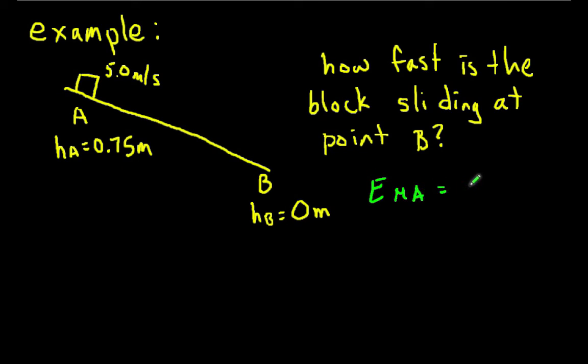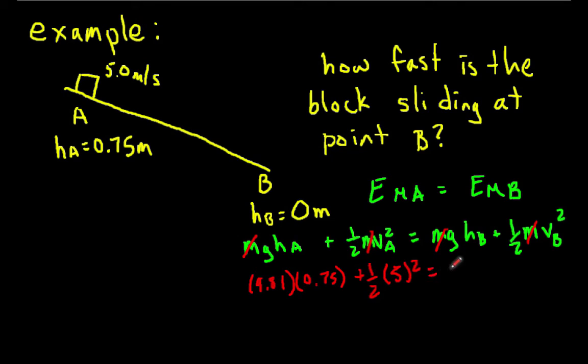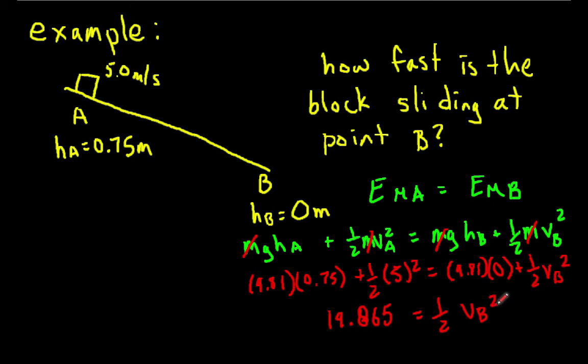We know the mechanical energy at point A equals the mechanical energy at point B. This means mgHA plus 1/2 mvA squared equals mgHB plus 1/2 mvB squared. And mass cancels out across the whole formula because it's in each term. This becomes 9.81 times 0.75 for point A plus 1/2 times 5 squared equals 9.81 times 0, which is the height at point B, plus 1/2 vB squared. This gives us 19.865 joules equals 1/2 vB squared. vB equals 6.3 meters per second.